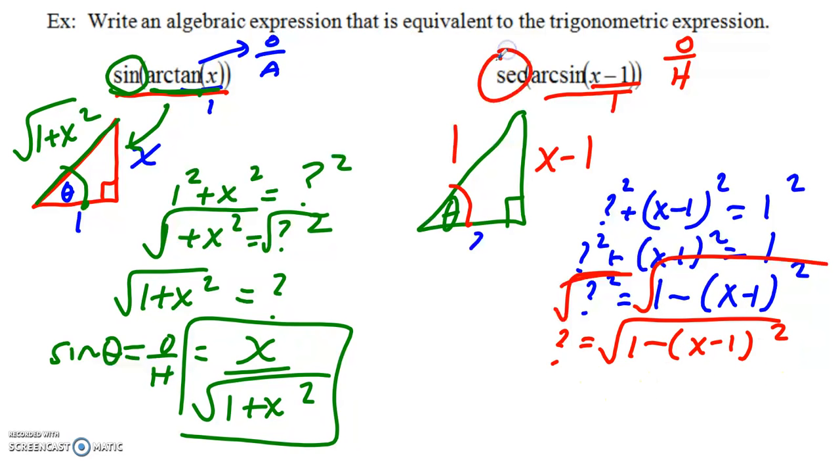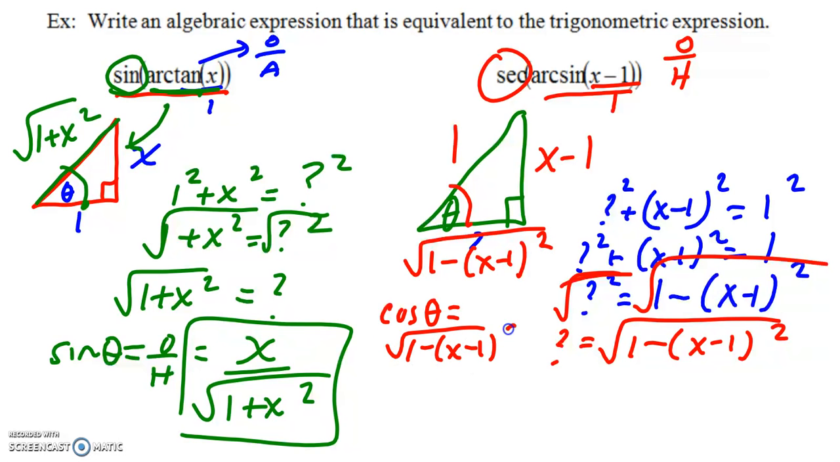I want to find the secant now. First, if we found the cosine, the reciprocal, that would be what I just found. So this side is the square root of 1 minus the quantity x minus 1 squared. So cosine is this mess all over 1. So that means that my secant is 1 over this mess.